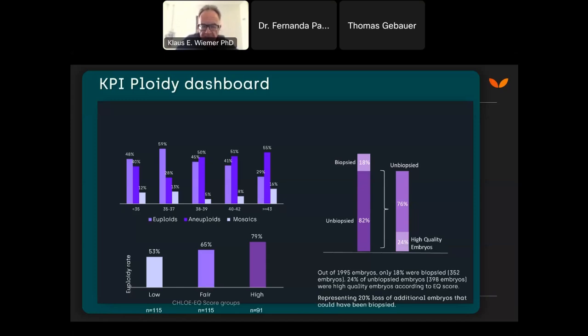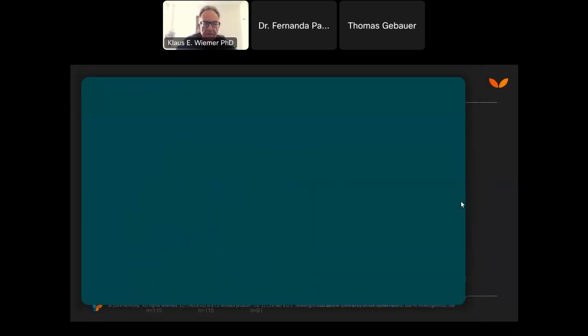they still had high quality scores. So when they started to biopsy these embryos with high quality EQ scores, we actually found that the euploid rates, despite their morphology, were quite high. So again, we can use these scores to help us determine this. And this is part of a KPI dashboard that can really help us a lot in the laboratory.